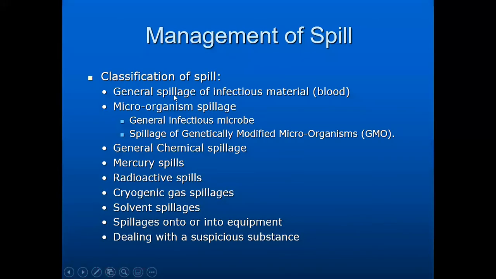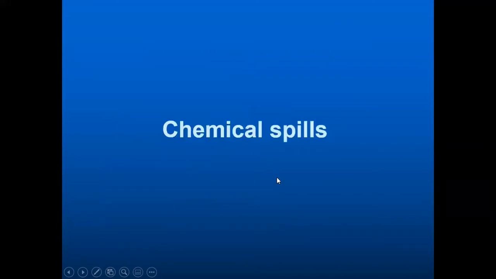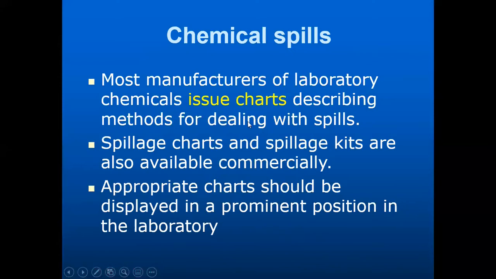Spills can be classified into general spillage of infectious material, including blood and body fluids, spillage of microorganisms, which may be general infectious microbes or genetically modified microorganisms. It may be a general chemical spillage, or a mercury spill, radioactive spill, cryogenic gas spillage, solvent spillage, spillage onto or into equipment, and dealing with a suspicious substance. Today I'll talk about chemical spills.